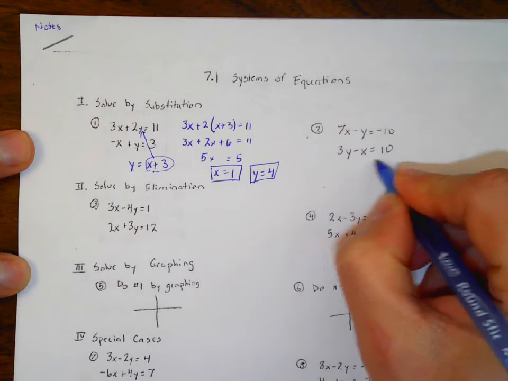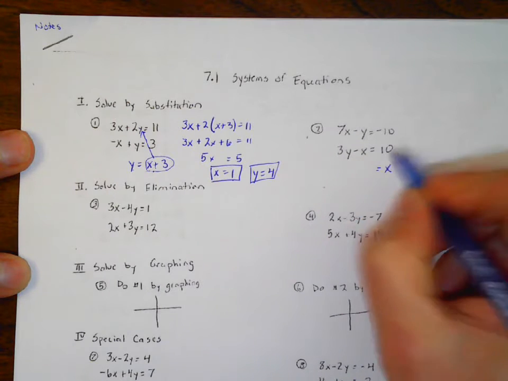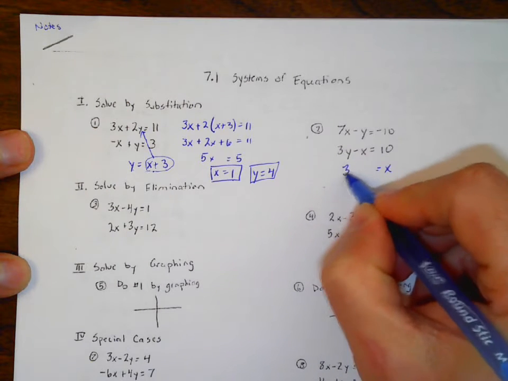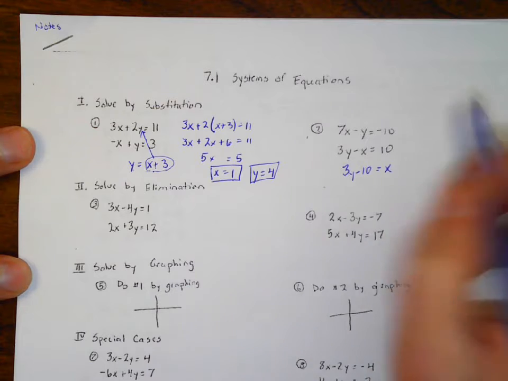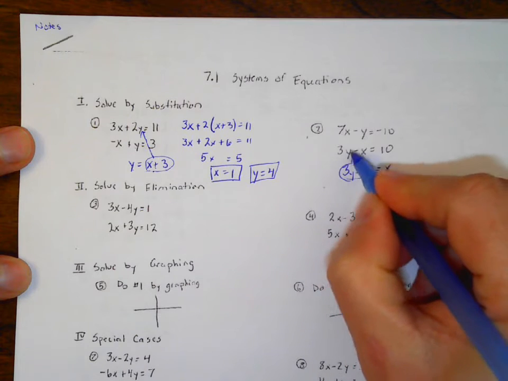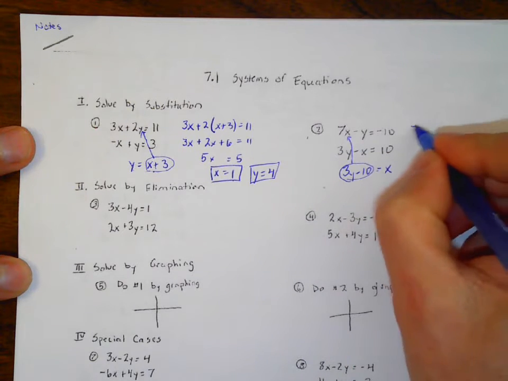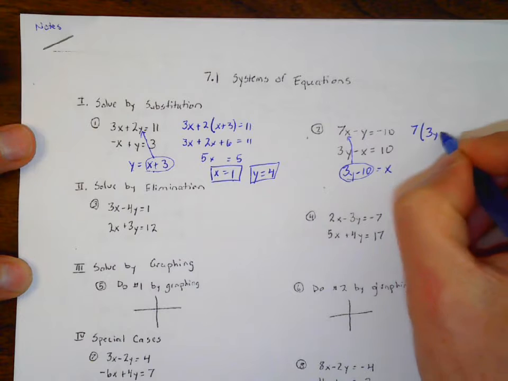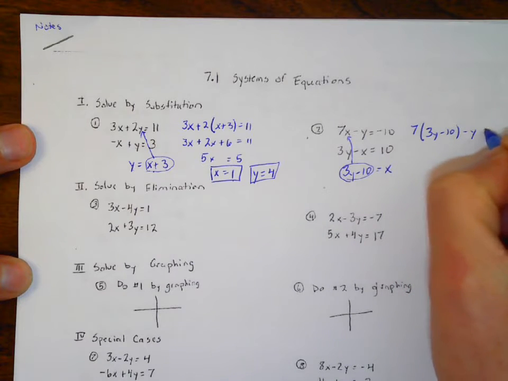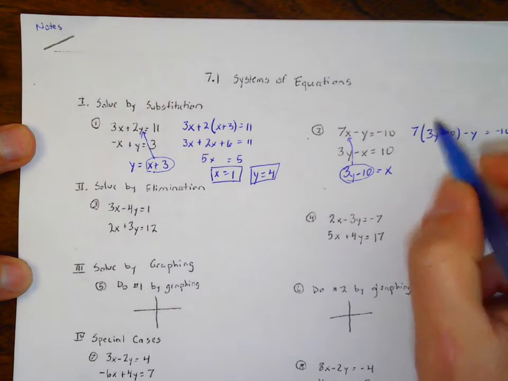If I add the x over this way, I'll have x over here. Subtract the 10 over there. I have 3y minus 10. Now this is my x variable, so I'm going to plug that in for the x there, and distribute and solve.